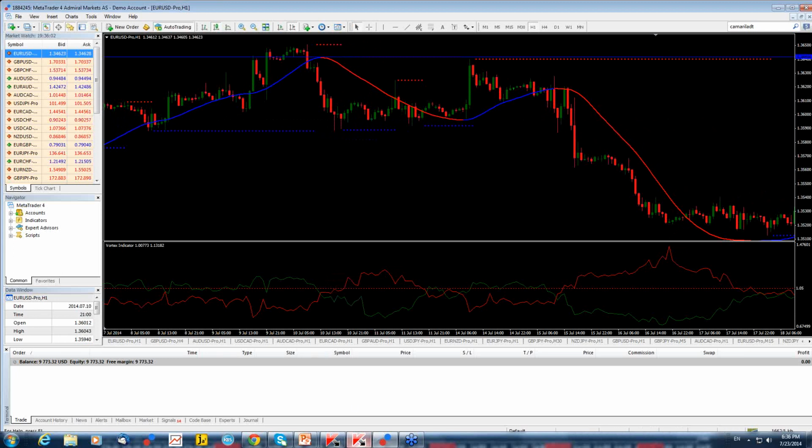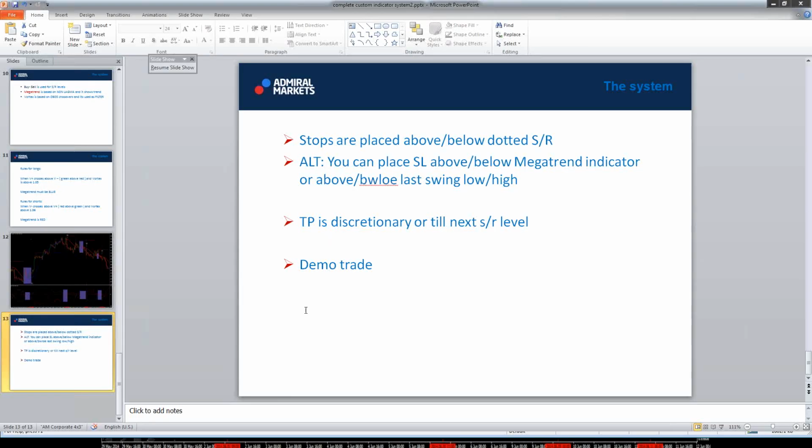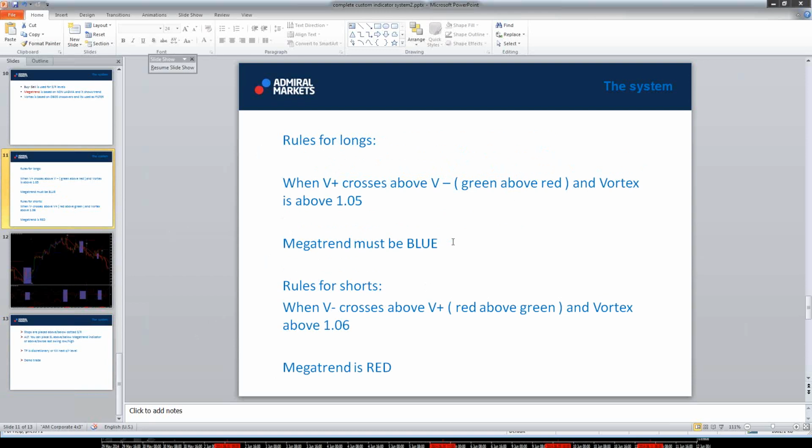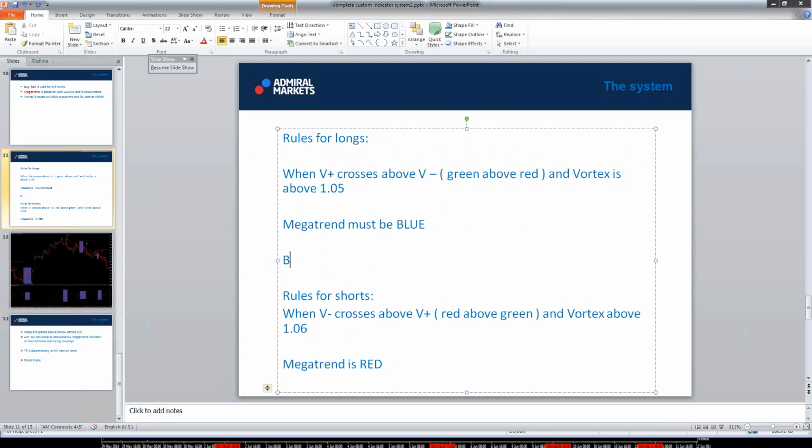Okay? So another rule which I will add to the existing rule set is to consider entries. A rule for longs: buy close to blue dots, support, never close to red dots.